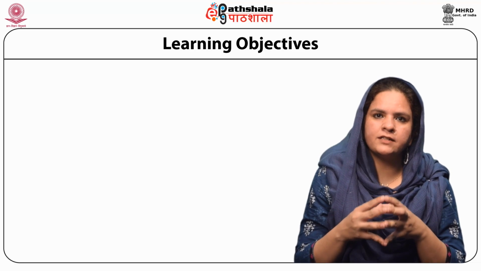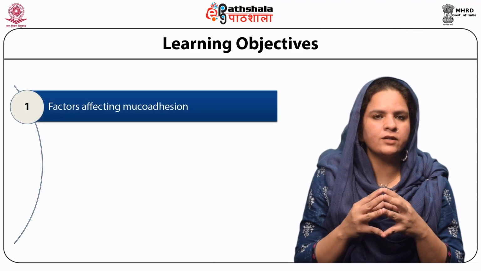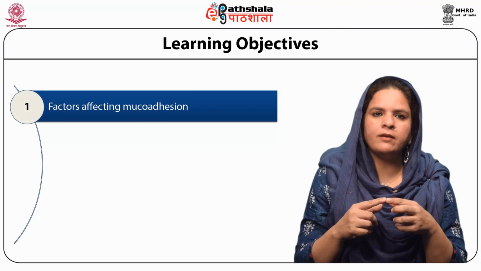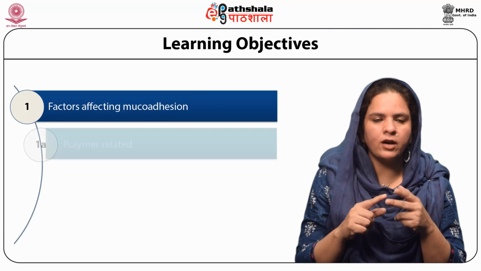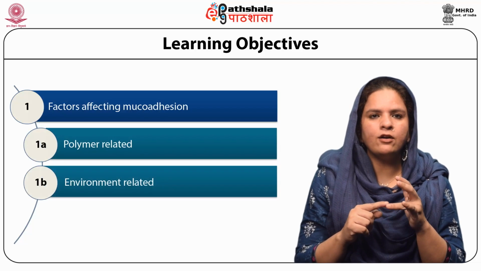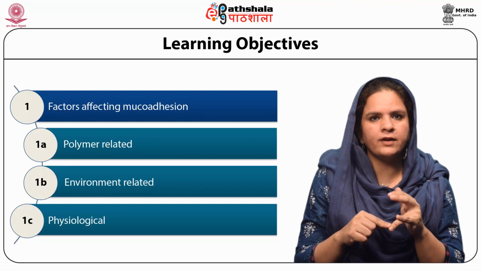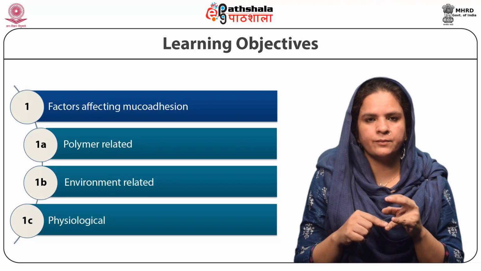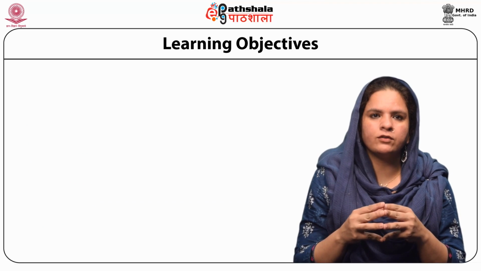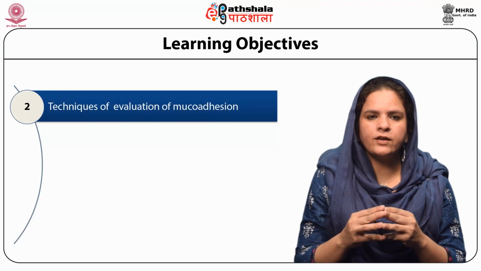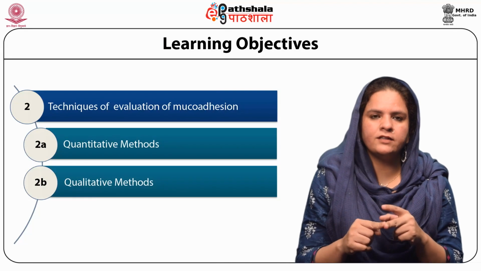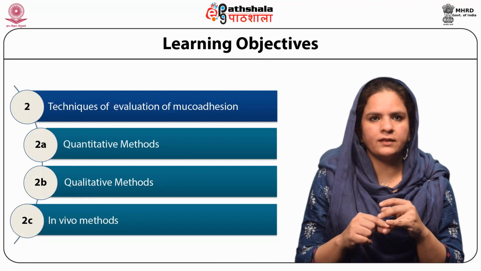Then there has to be certain factors which will affect the mucoadhesion. Let us try to understand each one of them one by one. We will be talking about the factors which are polymer related, we will be talking about the environmental related factors and also the physiological factors which will affect the power of mucoadhesion. Later on, towards the end of the module, we would be talking about the various techniques of evaluation of mucoadhesions, namely the quantitative methods, the qualitative methods and the in vivo methods.